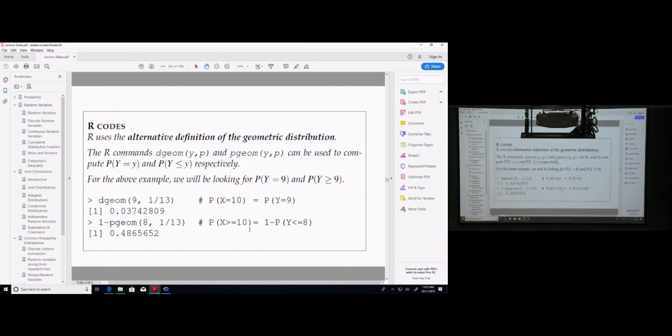Okay, so this is the R code. This is the stem of the distribution. GEOM stands for geometric, and D stands for density, so for a point probability. And P stands for cumulative, but I wanted the right tail, so I have to subtract the left tail, because I'll always calculate everything from the left.